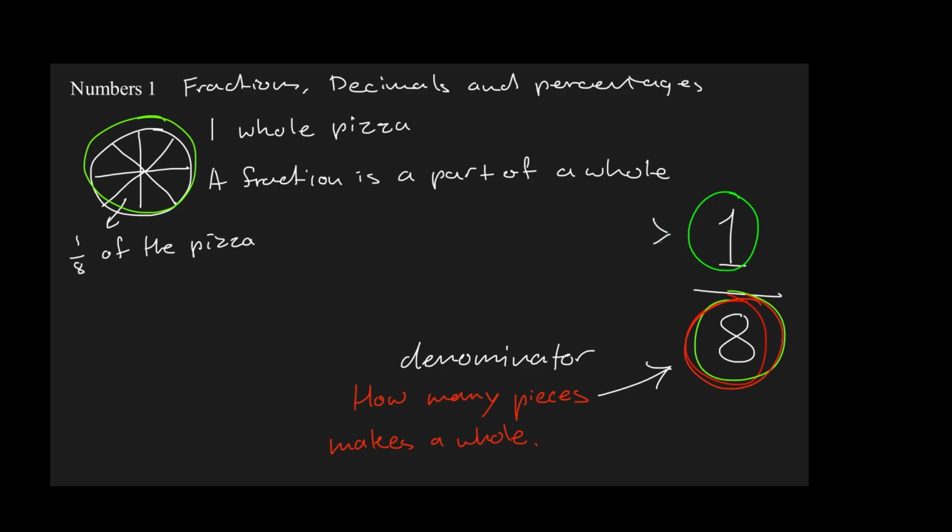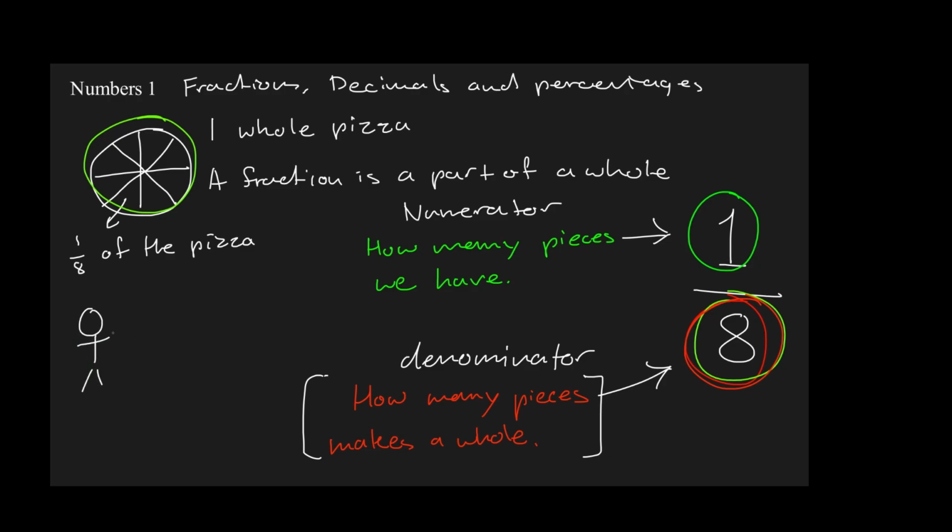Okay, and moving on, we've got the numerator. And what this does is it basically just tells us how many pieces we have. So the bottom is how many we need to make a whole, and this top one is how many we have. If I take 1/8 of the pizza, but my friend Bob over here takes 5/8 of the pizza because he's just really, really hungry, and this can be me, Bob, and I have 1/8. We can see that the total number of pieces of that pizza remains the same.